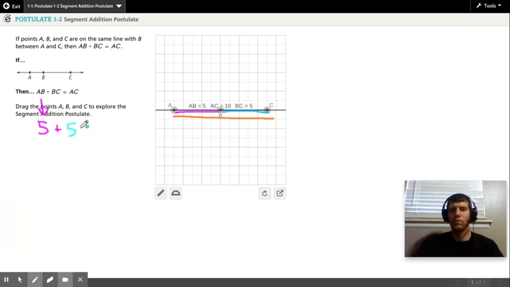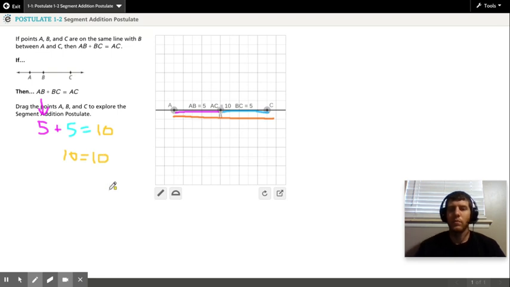So plus 5. And then AC. They tell us AC is 10. Again, you can also count it out. It's going to be 10 units there, and that's in orange here. So it's basically telling us the 2 parts here add up together. So 5 plus 5 gives us 10, and we know 10 is going to be equal to 10.